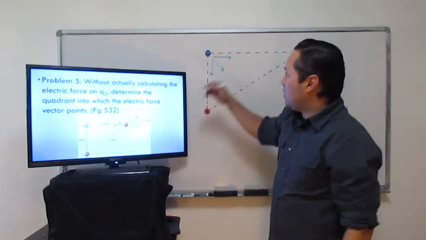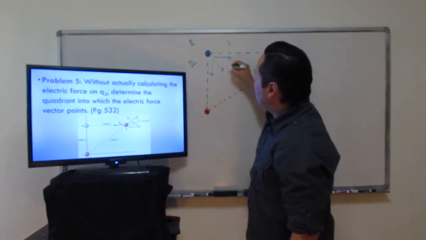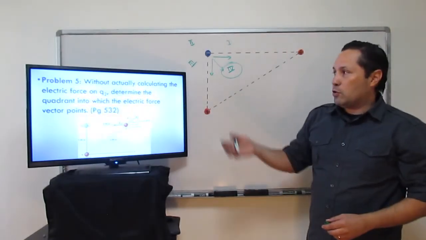So which quadrant is it? Here's quadrant 1, 2, 3, and 4. So the answer will be quadrant 4. That's the general direction for Q2.